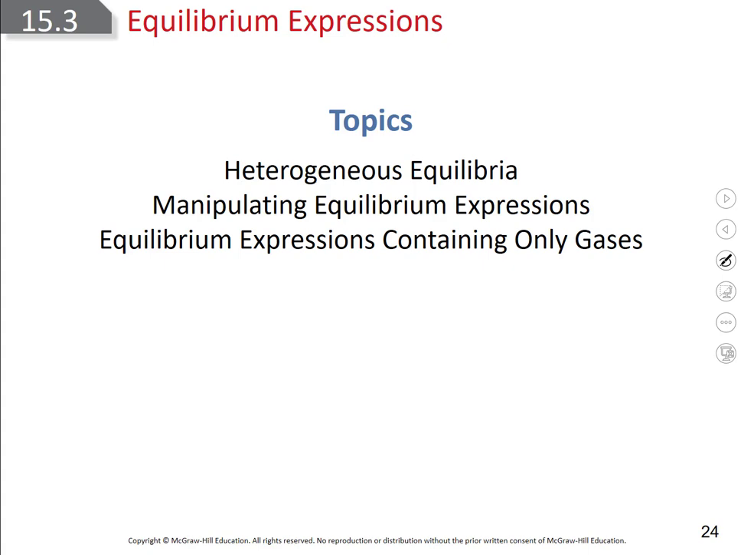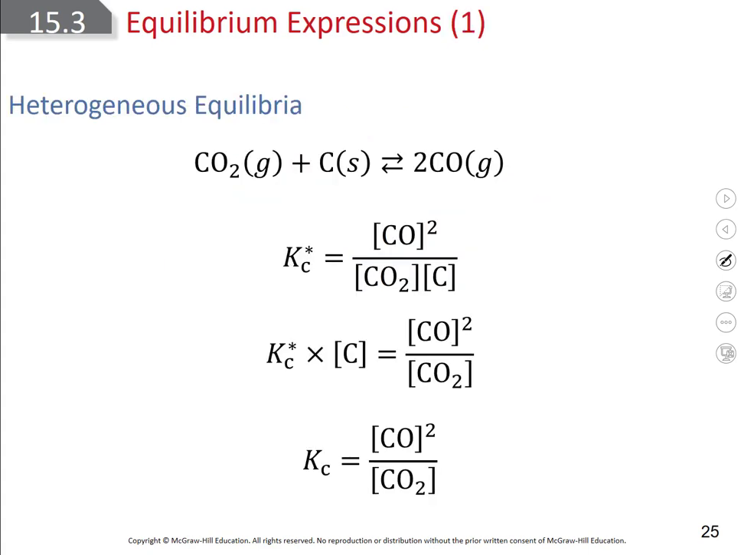So a heterogeneous equilibrium is going to be when you have some sort of a reaction where the substances are not all in the same state of matter. So for example, here we have carbon dioxide reacting with solid carbon to make carbon monoxide. This is a heterogeneous reaction because carbon dioxide and carbon monoxide are both gases, but carbon here is a solid. It's a different state of matter.